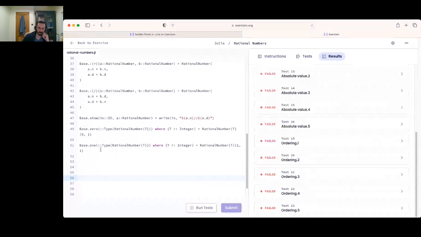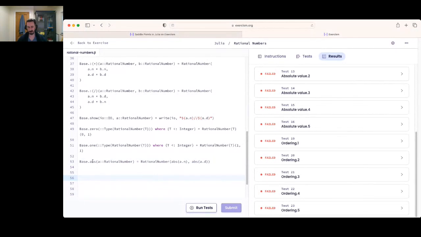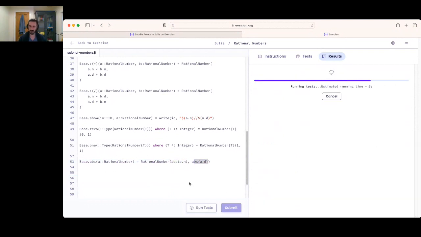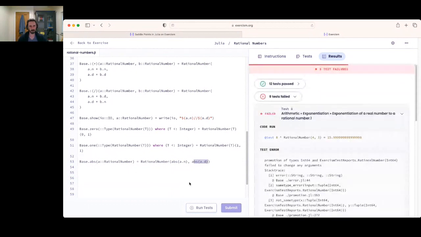Absolute values are easy enough. We can do that one. Base.abs, a is a rational number. We can just say abs of a.n, abs of a.d. So the absolute value of a rational number is just the absolute value of the numerator over the absolute value of the denominator. So we should be able to just smash that one out. Look at that.